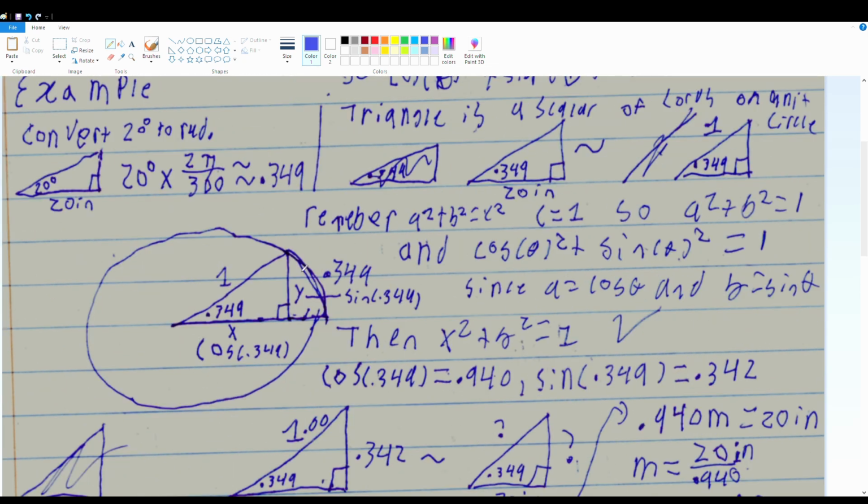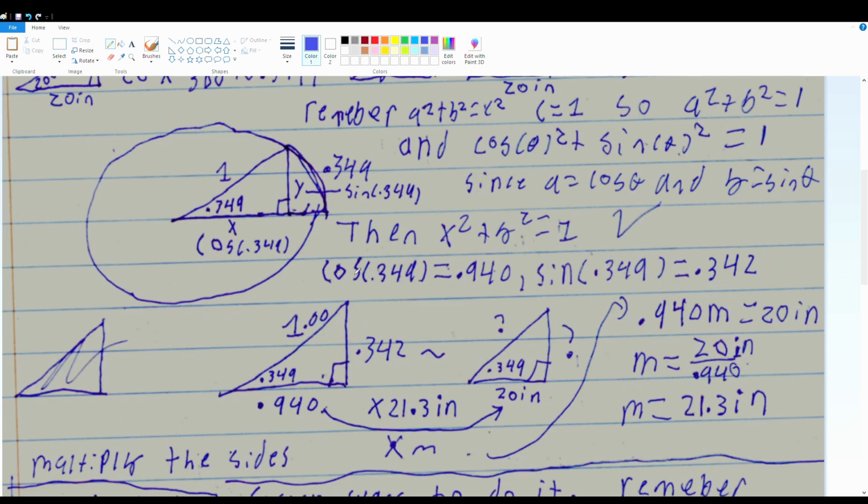And then we put it on the unit circle, and so this is equal to 1, it's the radius, and this is 0.349 from this point right here, 1, 0, sorry. And the x value is going to be cosine 0.349, and the y value is sine 0.349. And just to double check this, since we can check Pythagoras' theorem, we know that c equals 1, and so a squared plus b squared is equal to c squared, which is equal to 1. And cosine theta squared plus sine theta squared equals 1. And since a is equal to cosine theta and b is equal to sine theta, then x squared plus y squared is 1. We're saying that this is x and y.